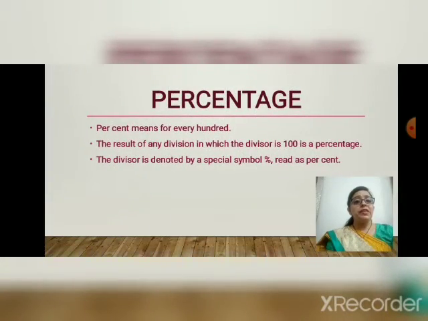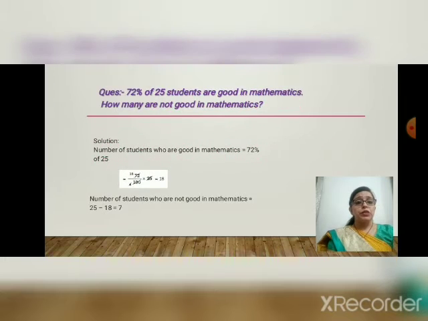Percentage. Percent means for every 100. The result of any division in which the divisor is 100 is a percentage. The divisor is denoted by a special symbol %, read as percent. So let's do one question.